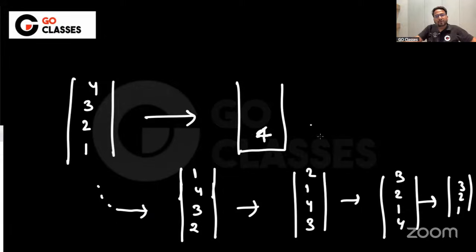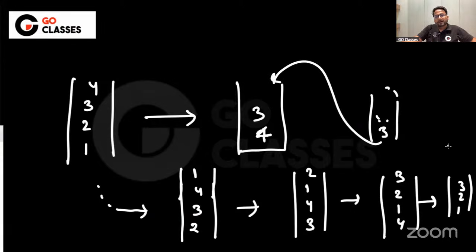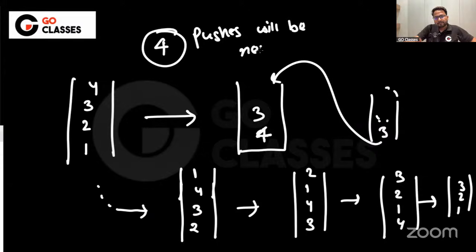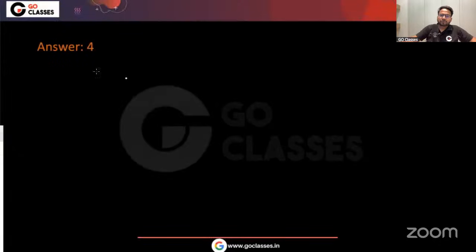For 4 there will be one push. Similarly for 3, you do the same rotation. You make sure that 3 is at the front and everything else is behind it. Once this is ensured, put it here, right? So the minimum number of pushes is one for every element, so four pushes will be needed. Okay, great. So the answer is 4.